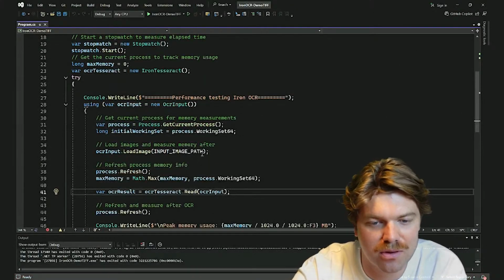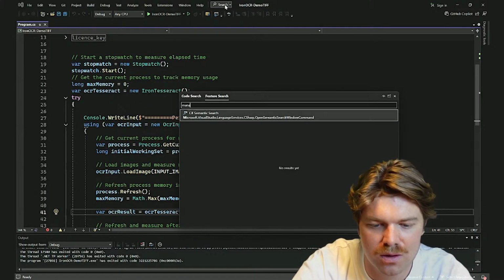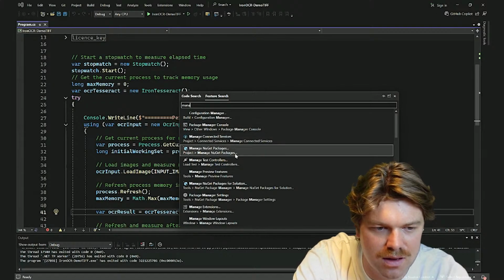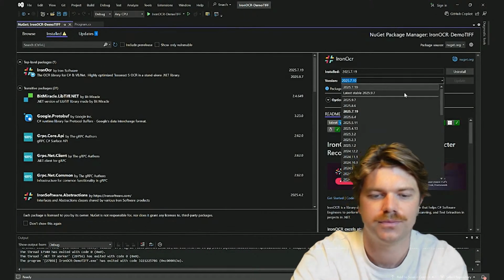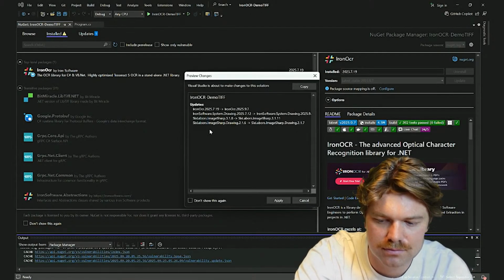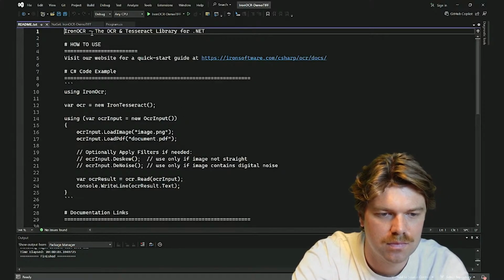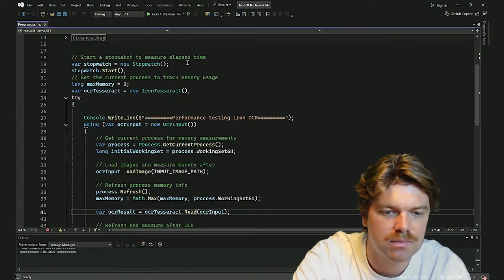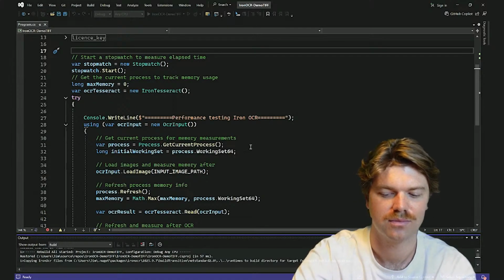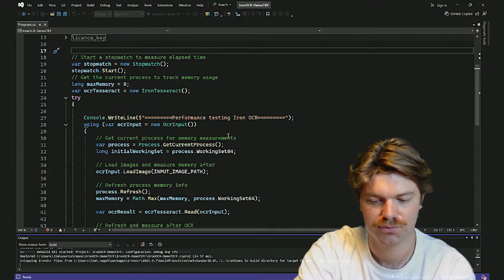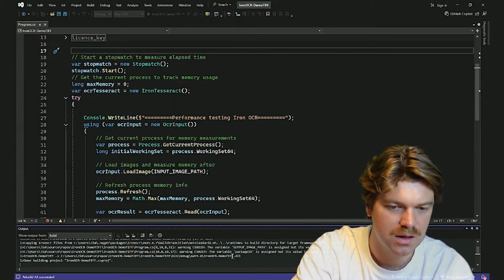Okay, now the next step will be to upgrade the version of IronOCR that we're using. So I go to NuGet and update to 2025.9, and rebuild the application and run. Now we run the new version of the test.